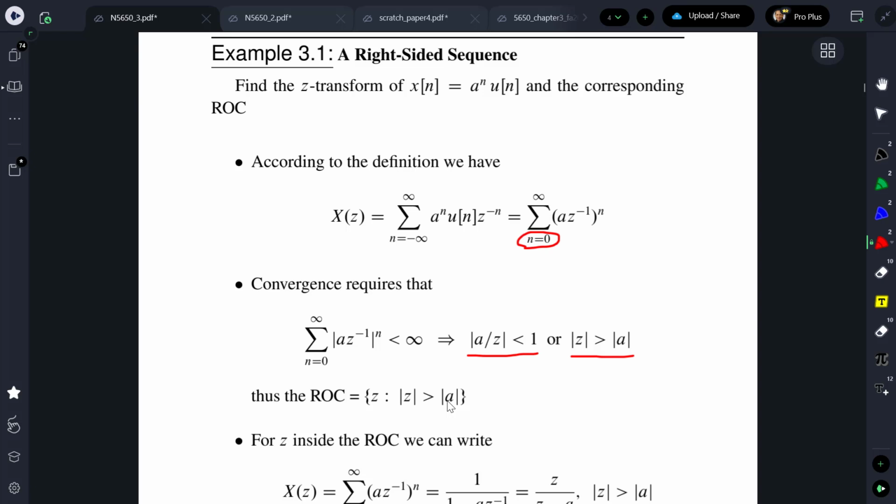I'm okay with just saying the ROC is magnitude of z greater than magnitude of a, but this would be the formal math notation of it.